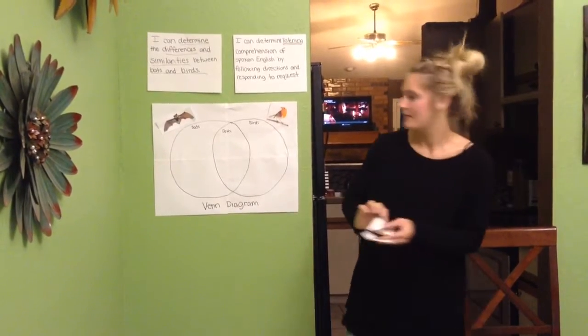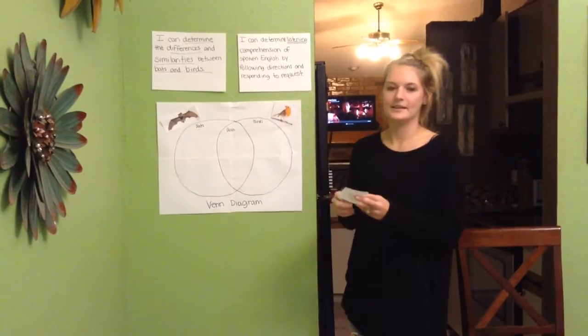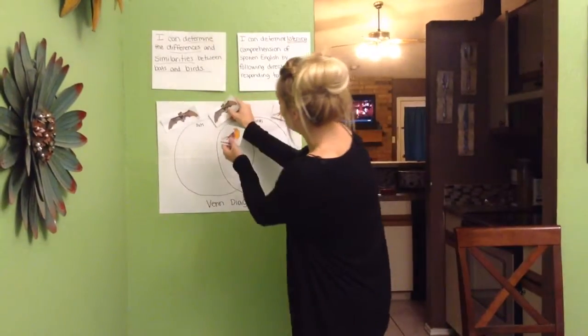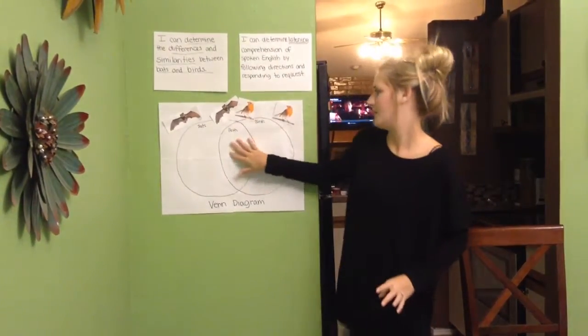And then for this middle section where they overlap each other, it's going to be about both. So we have both bats and birds. This is where we're going to put things that have both.